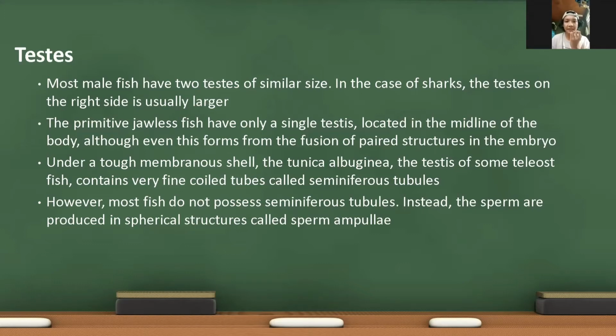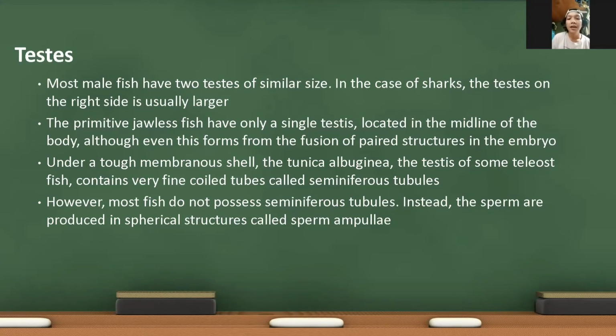The primitive jawless fish have only a single testis located in the midline of the body. The primitive jawless fish have their testis located along the midline of their body, although even this forms from the fusion of paired structures in the embryo.